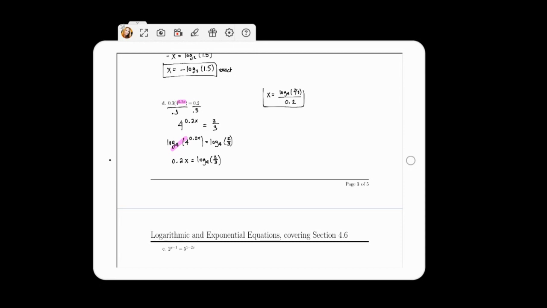So this is my exact answer. And when I put it into my calculator, this symbol means is approximately equal to, I get negative 1.46 as the approximate answer. Okay, so this is some basics on solving exponential equations and on the difference between exact and approximate answers.